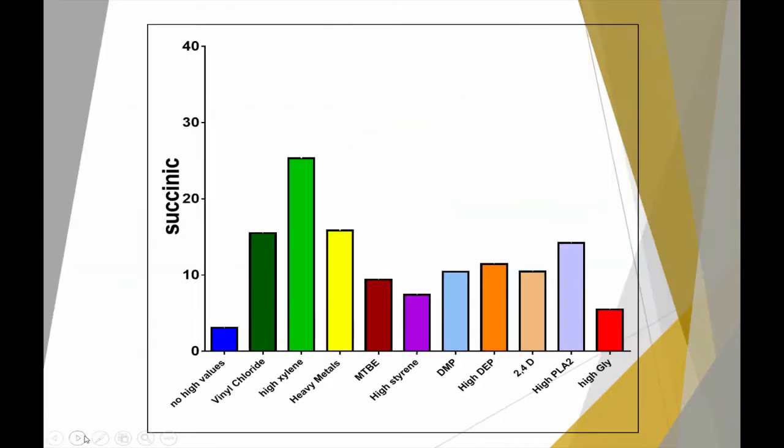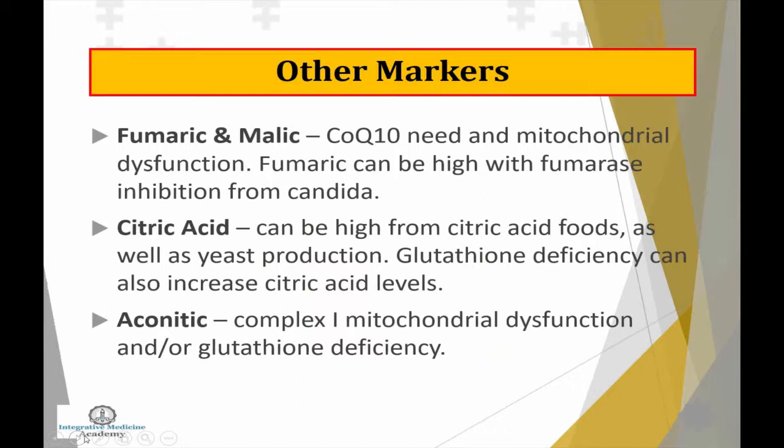So succinic has a very strong correlation to chemical exposure as well as heavy metals. Fumaric and malic, again, these things are sometimes elevated in the presence of invasive candida. Citric acid is interesting. That's part of that one section. It can be high just from eating citric acid foods, but yeast can also produce citric acid. So you've got to look back and correlate that with previous information on page 1 of the OAT.